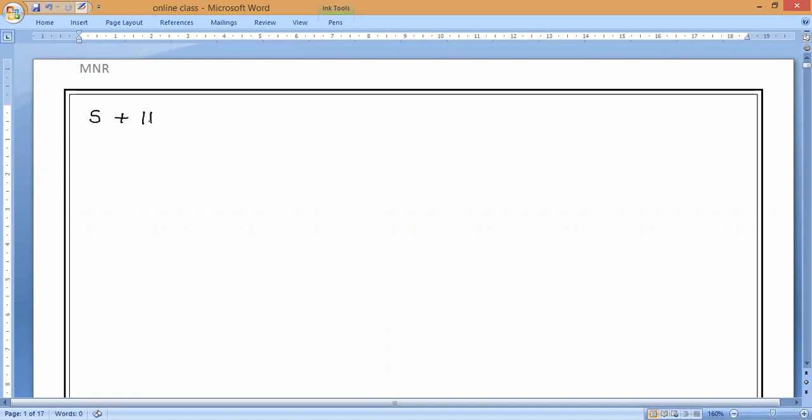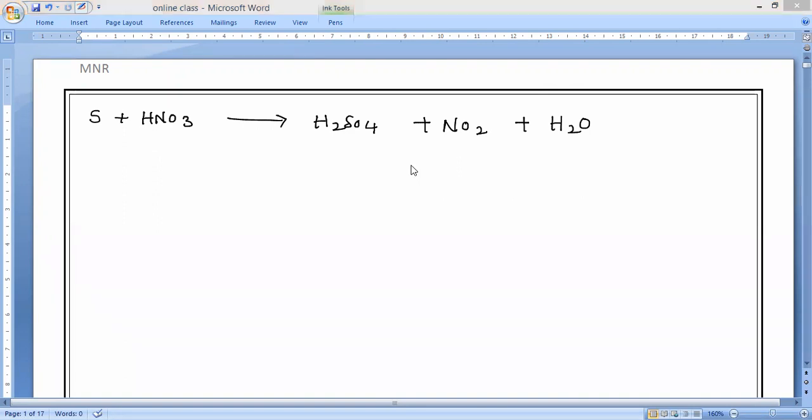Sulfur reacting with nitric acid, HNO3, gives you H2SO4, sulfuric acid, plus nitrogen dioxide plus H2O. Is it yes or no, guys? Yes, that is it.